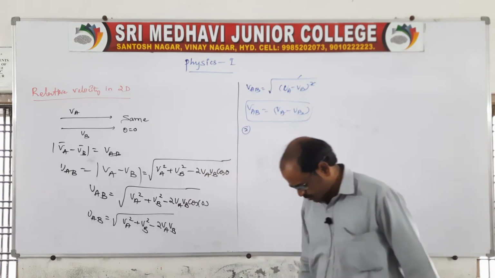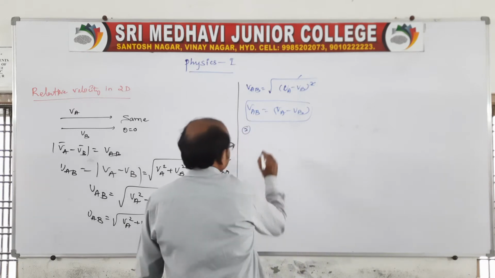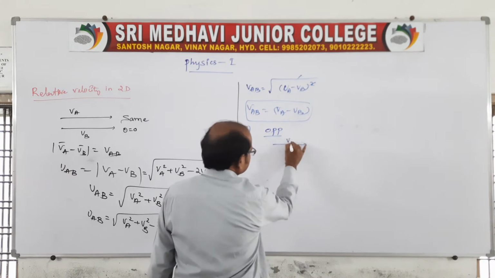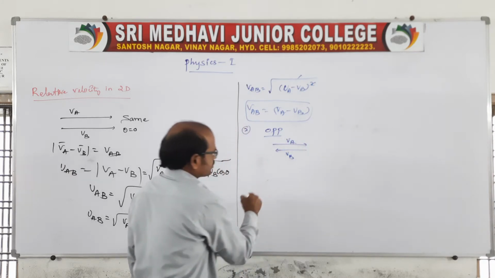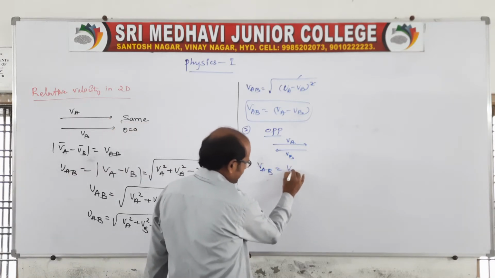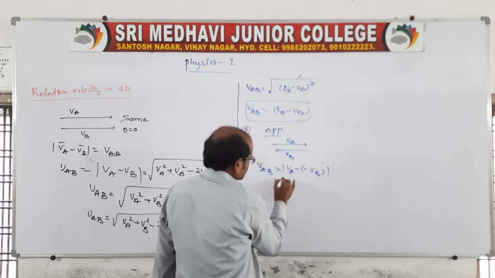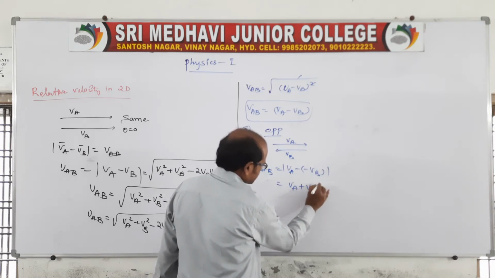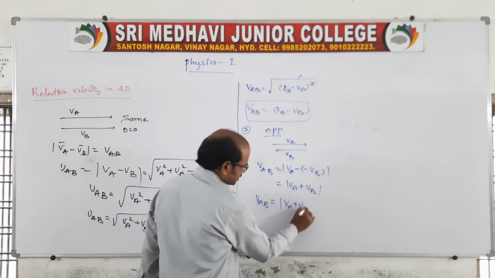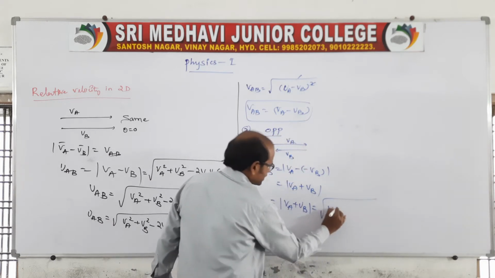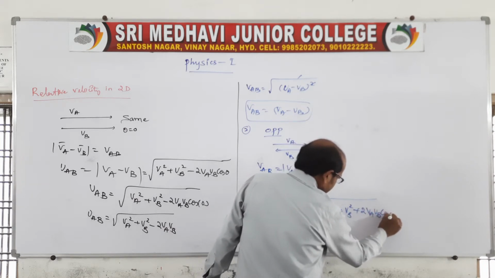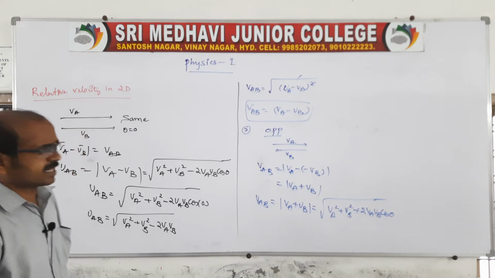Let us go for the second situation. Suppose the two bodies are moving in opposite directions, A moving one way and B moving the other way. Then A with respect to B is VA minus of minus VB, which becomes plus. Therefore, A with respect to B is the magnitude of VA plus the magnitude of VB, that is, root over VA square plus VB square plus 2 VA VB cos theta, if they are in opposite directions.